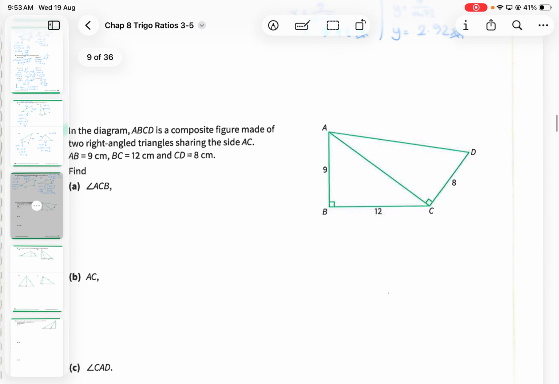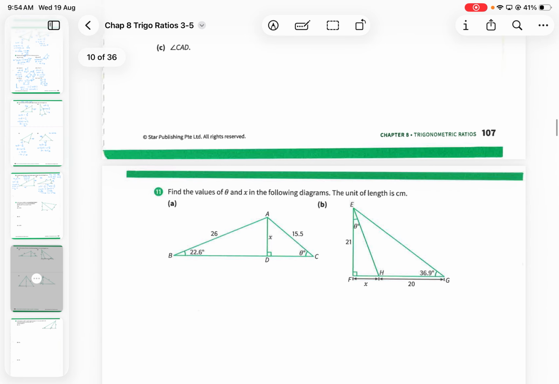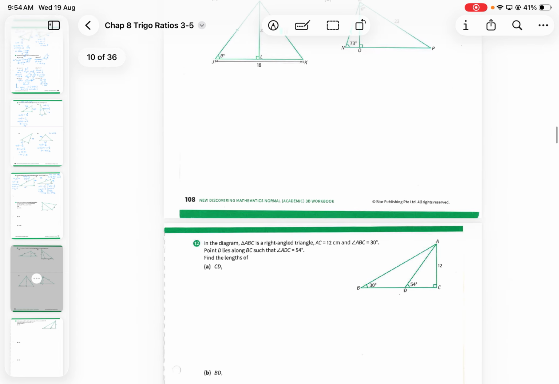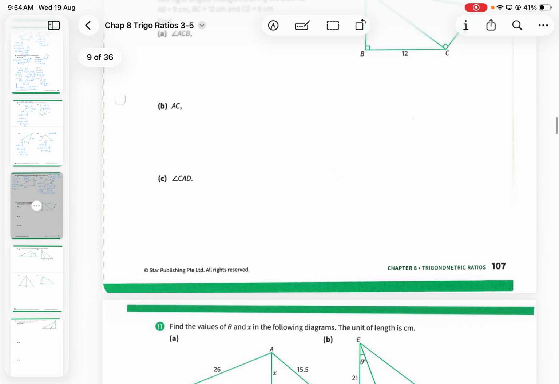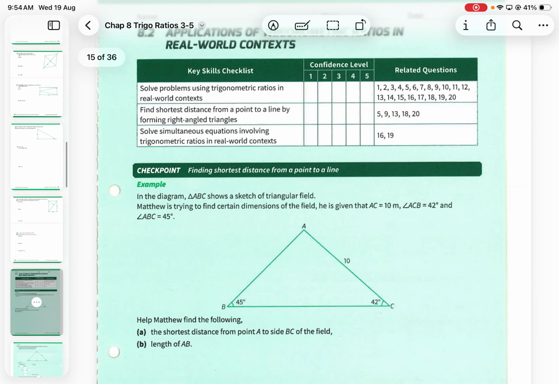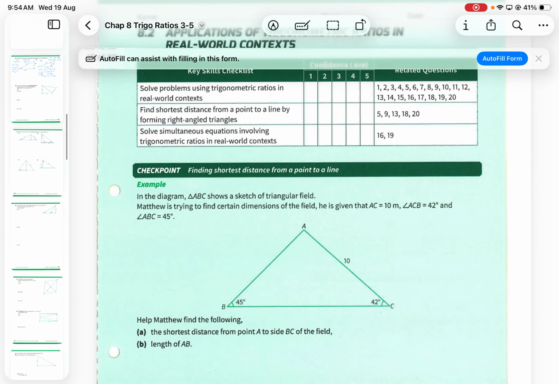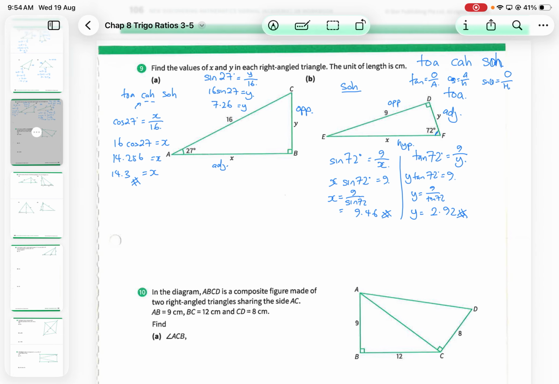Turn to page 107. That's why he's sitting there. Well done. You grow so tall when you sit on chairs.